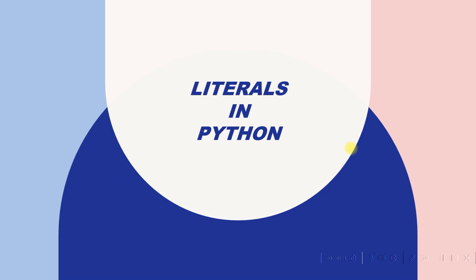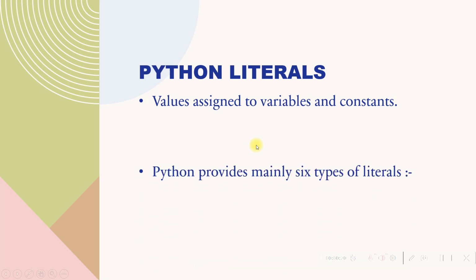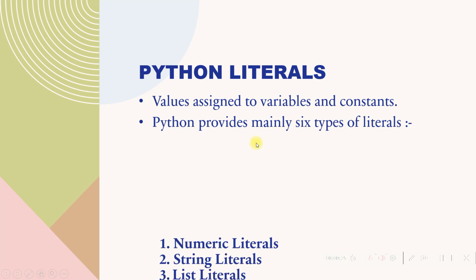Hello everyone, welcome back. In this session, we will talk about literals in Python. Okay, so we'll start with what is a literal. So, literals are the values assigned to the variables and constants. And in Python, we have six types of literals.